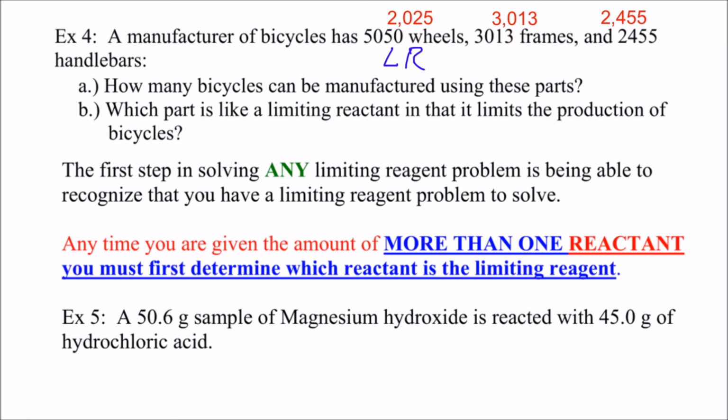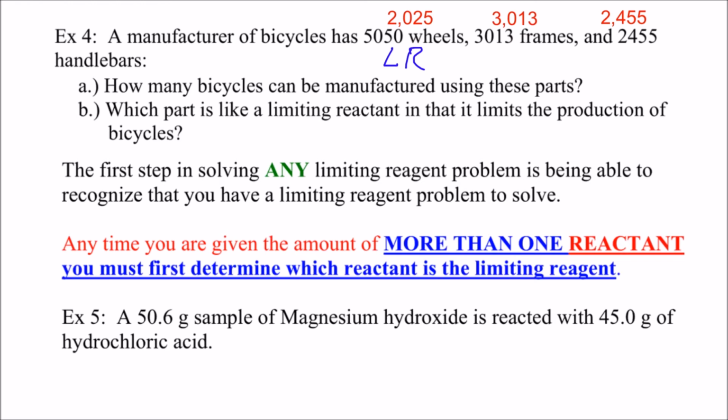Okay, so now we're going to get into the actual chemistry stuff, since hopefully you understand a little bit more what a limiting reagent and an excess reagent are. The first step to solving any limiting reagent problem is being able to recognize that you are looking at one. Here's how you recognize it. Anytime that you are given the amount of more than one reactant, that's the beginning material, you must determine which one of those is the limiting reagent. In other words, which one of those reactants is going to get used up first.